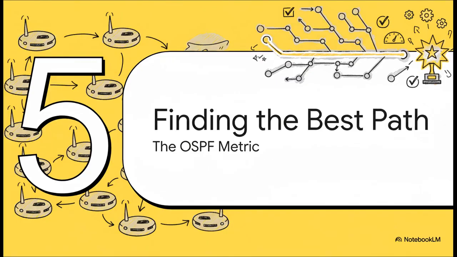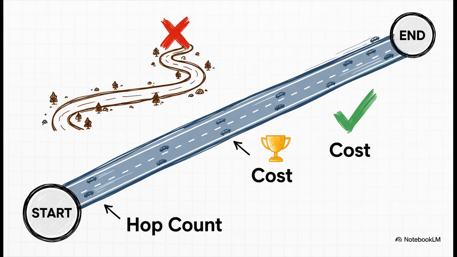Okay, so the routers have made friends, they've organized themselves into areas, and they're sharing news efficiently. Now for the grand finale, using all of that amazing information to actually pick the best path. And this is where OSPF's intelligence really shines. It doesn't just count the number of routers or hops to get somewhere. No, it uses a metric called cost. A path's total cost is just the sum of the costs of all the links along the way, and the path with the lowest cost always wins.